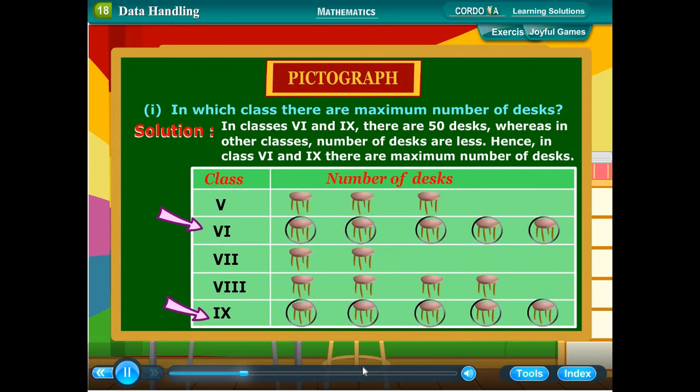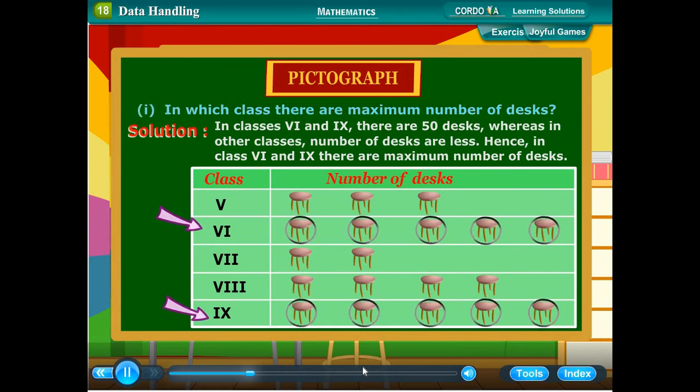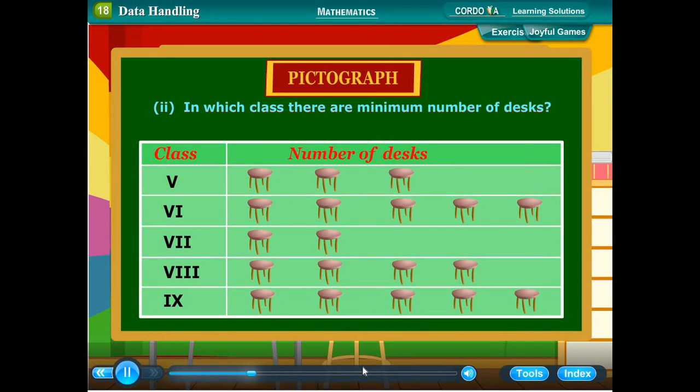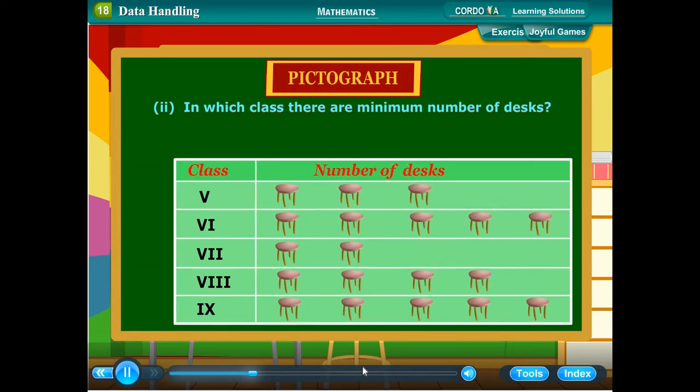In classes 6 and 9 there are 50 desks, whereas in other classes the number of desks is less. Hence, in classes 6 and 9 there is the maximum number of desks. In which class is there the minimum number of desks?